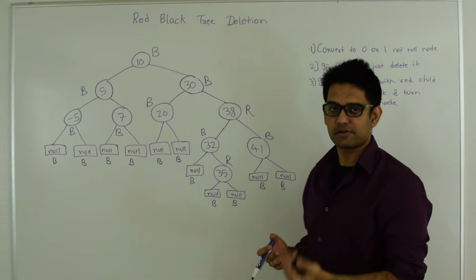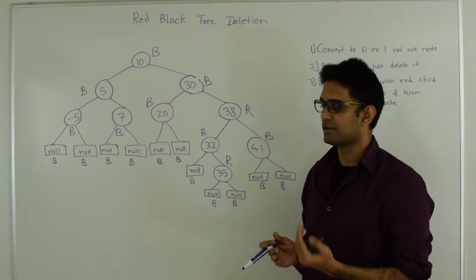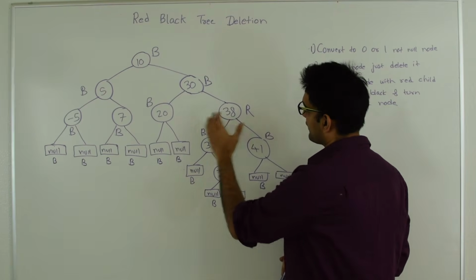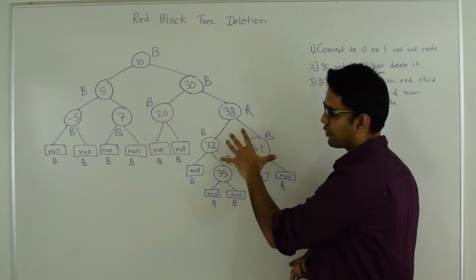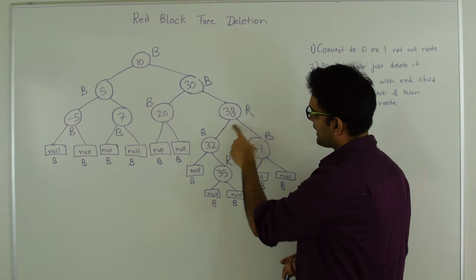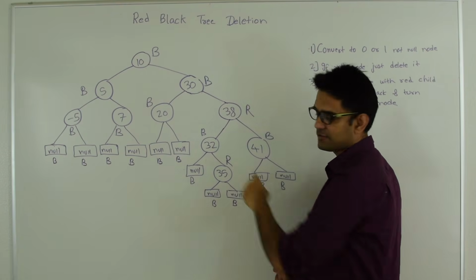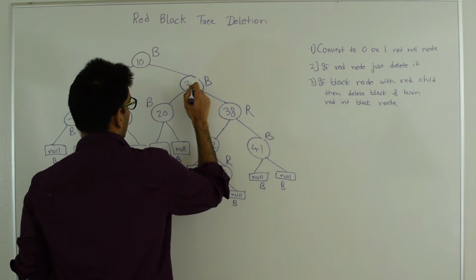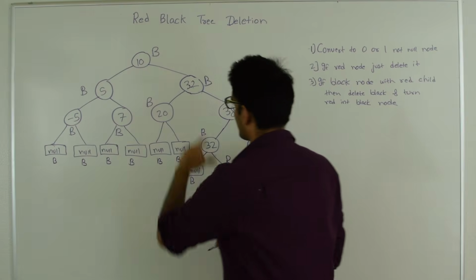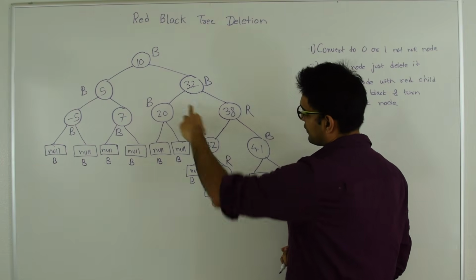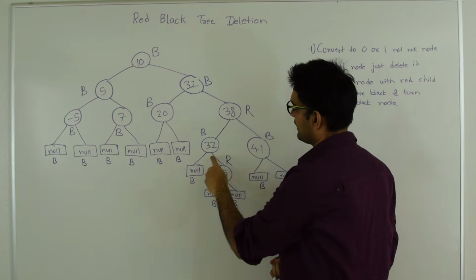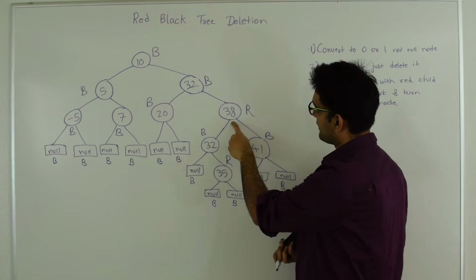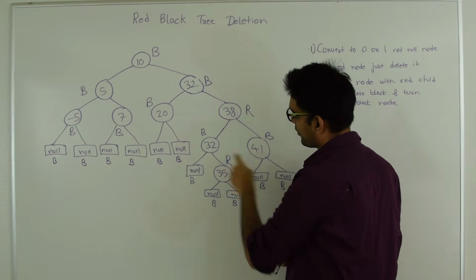So now we have to convert it into a situation where it has 0 or 1 not null node. We find the in-order successor of 30, which is the smallest node in the right subtree. So we go to the right and then we go as left as possible, which is 32. Then we replace 30 with 32. So this becomes 32. We took care of 30, but now we have two 32s and we have to take care of this 32 and remove this one. To remove this 32, we continue our search. We look for 32 from here. 32 is less than 38, so we come to this point.